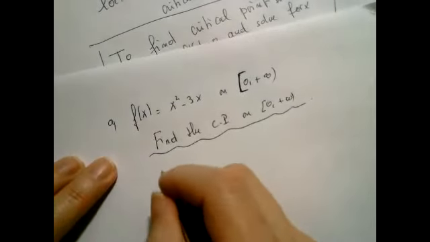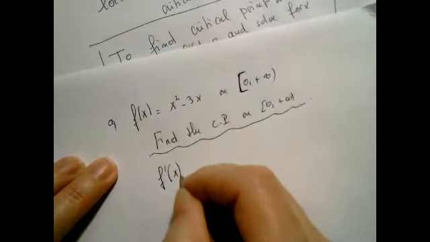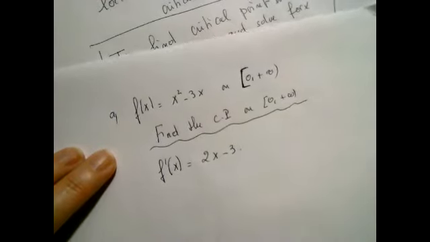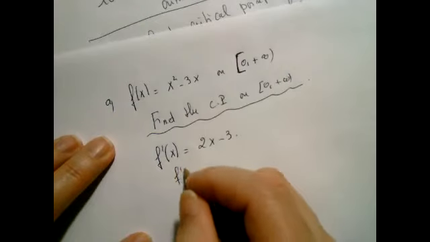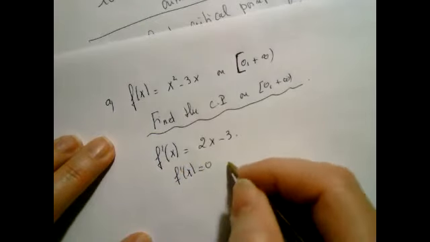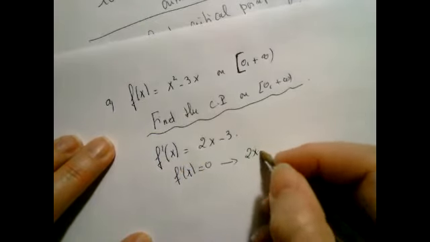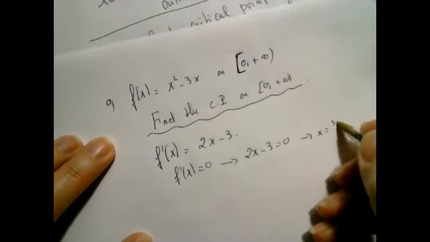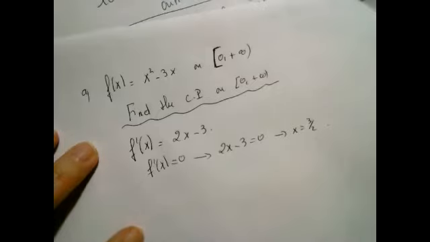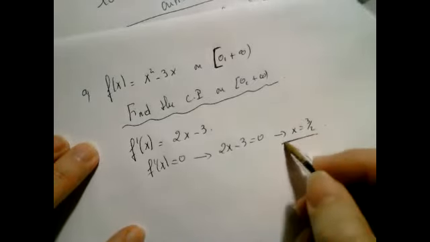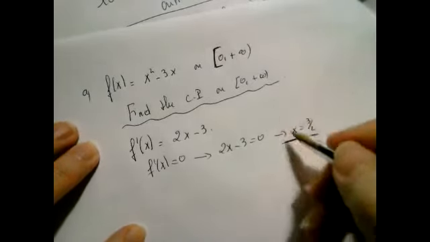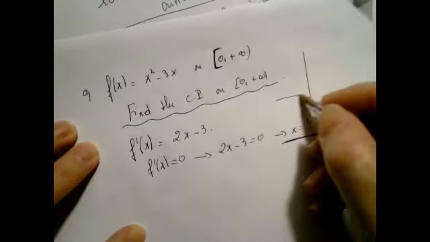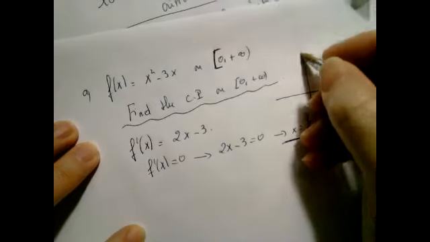So we take f prime, we set it equal to 0, and we compute. f prime is 2x minus 3. So f prime of x equal to 0 gives 2x minus 3 equal to 0, x equal to 3/2. It means we have a critical point at 3/2, and 3/2 is within my interval, so that's my critical point.